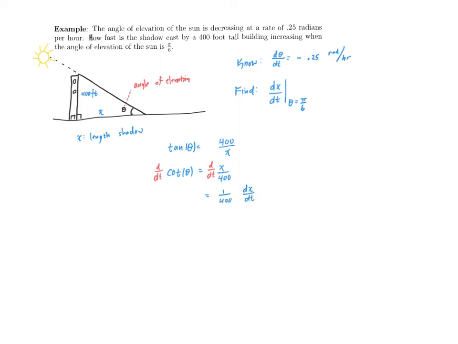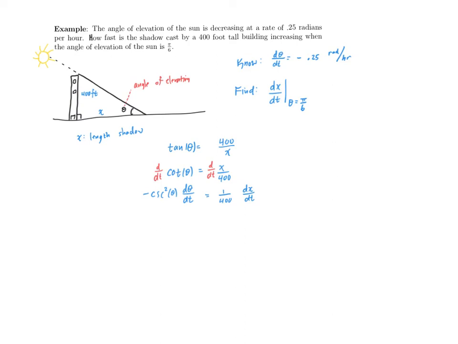And on the left-hand side, we differentiate implicitly. So we think the derivative of cotangent is minus cosecant squared. And because it's an implicit derivative, we multiply by d theta dt. So we've differentiated this equation relating theta and x. What we want to find is dx dt. So let's go ahead and isolate that.